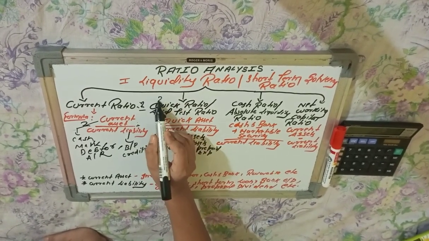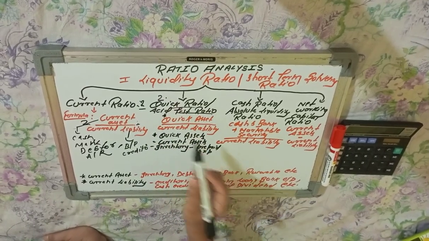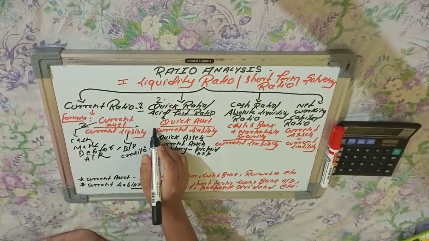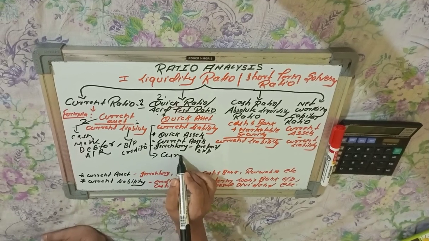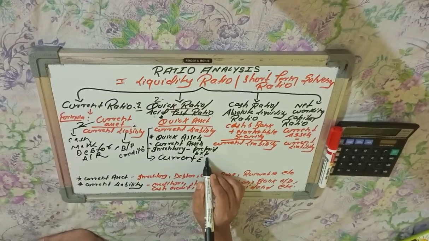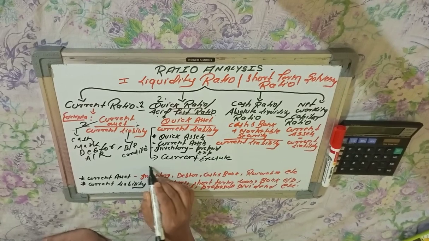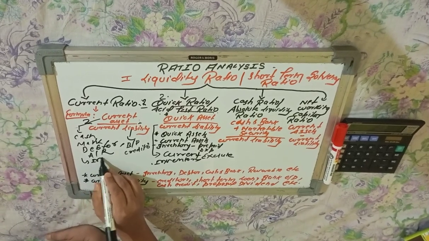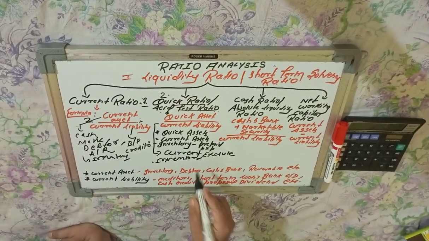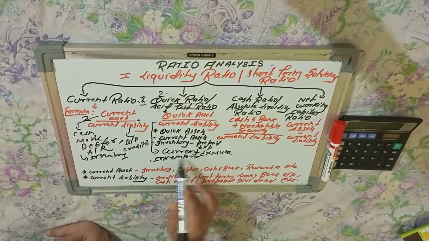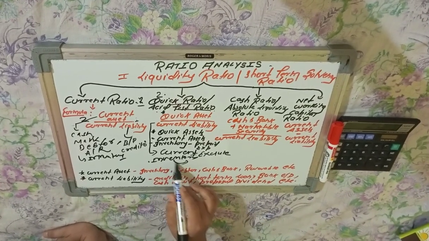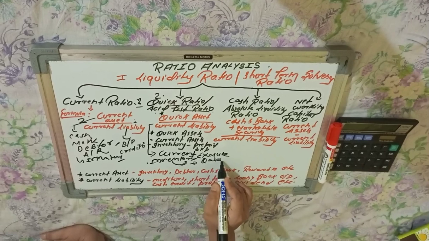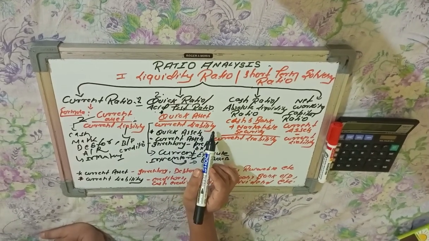Second being the quick ratio, which is said to be the acid test ratio. The quick ratio is the ratio in which you take the current assets but you exclude the inventory. Here also we take the inventory because inventory is a current asset. So we take the current assets but exclude the inventory because it takes time to convert. So it is not included in the quick assets, and it is divided by the current liability.